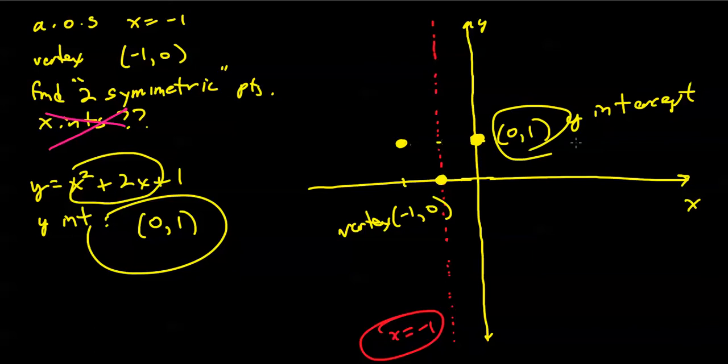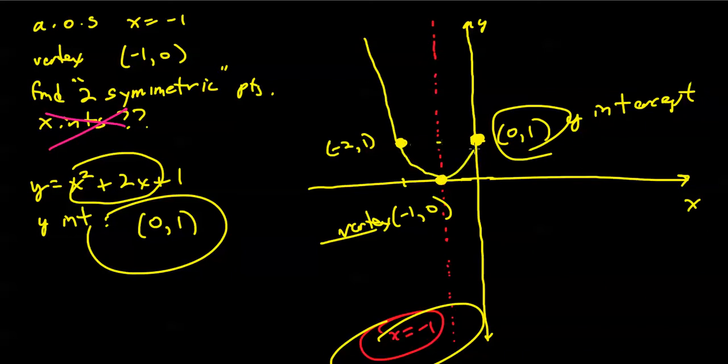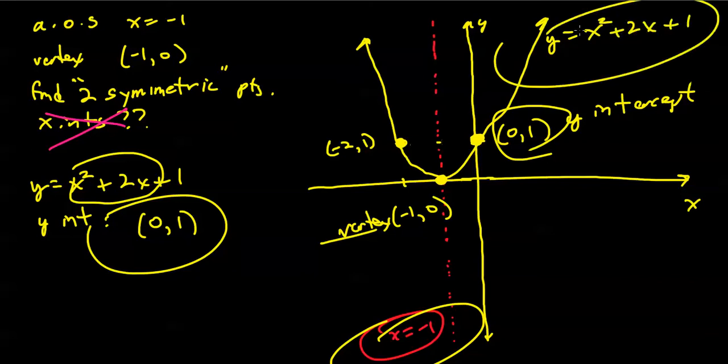If this y-intercept has coordinates 0, 1, of course this symmetric point has coordinates -2, 1. Right? And I now have the axis of symmetry, the vertex, and 2 symmetric points. I can go ahead and connect the dots to establish a parabola picture. And of course you must label the parabola with the equation that generates it: y equals x squared plus 2x plus 1. Alright.